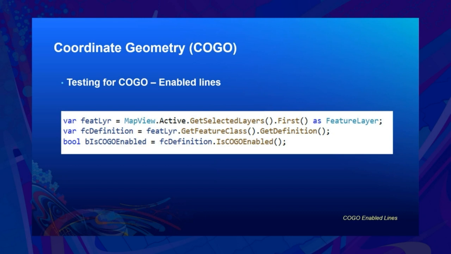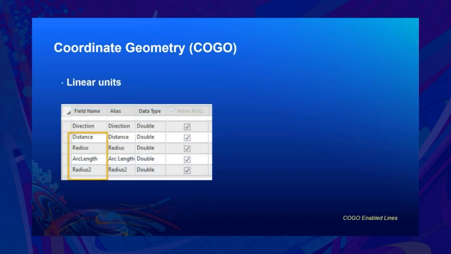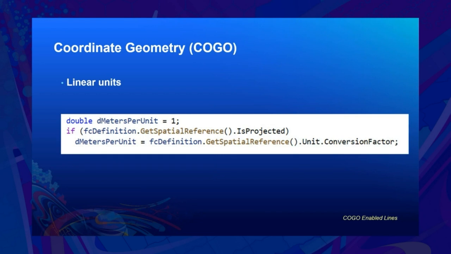Since the line feature classes controlled by the fabric are all COGO enabled, this code is not really needed if you know that you're working with the data from fabric. Otherwise, you can get this property from the feature class definition object. All the attributes that represent lengths, such as distance and radius, store their values in the linear unit of the dataset's projection. This is important to note because the map's projection may be different from the underlying dataset. Here's some code that uses that same feature class definition and gets the linear conversion factor.